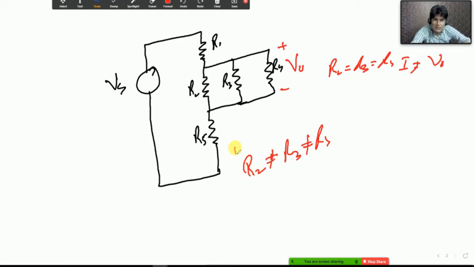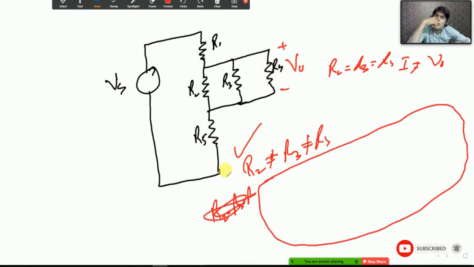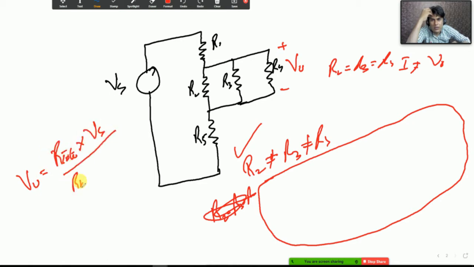In this case, what will be the same? Current will be different. Why will current be different? Because the resistors are different. So the resistors are different, then what? How will you apply the voltage divider rule and find the unknown voltage across this resistor? You will find the R total. And your formula will be like this: V unknown will be equal to R total times Vs divided by R total plus R5 plus R1.